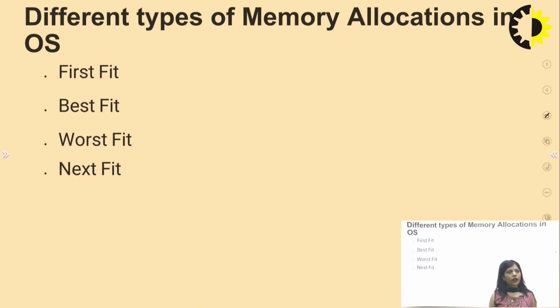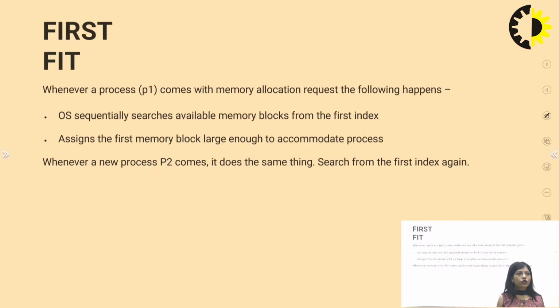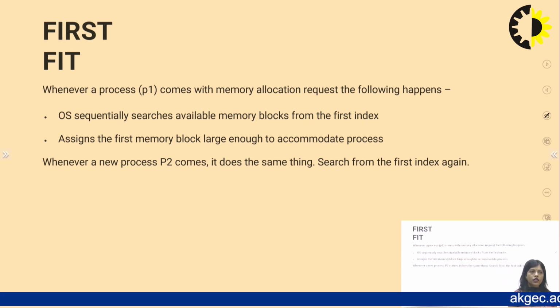There are different types of memory allocation in the OS: first fit, best fit, worst fit, and next fit. These are the four techniques. In first fit, whatever comes first, we allocate that. Whenever process P1 comes for memory allocation, the operating system sequentially searches the available memory blocks from the first index and assigns the first block large enough to accommodate the process. Whenever a new process P2 comes, it does the same thing, searching from the first index again.